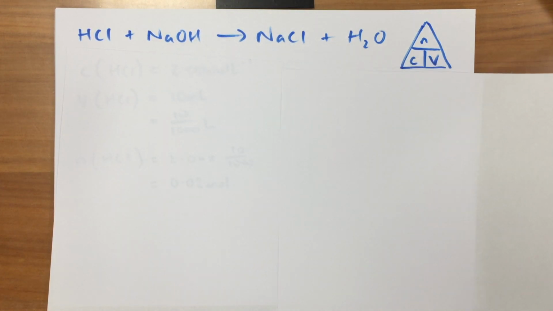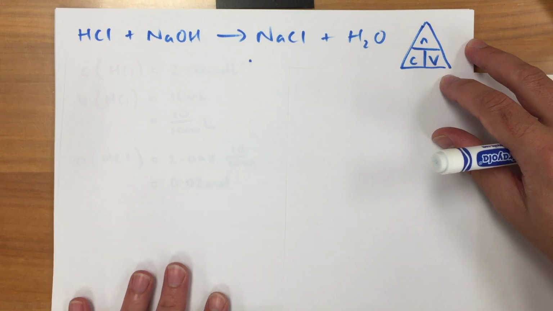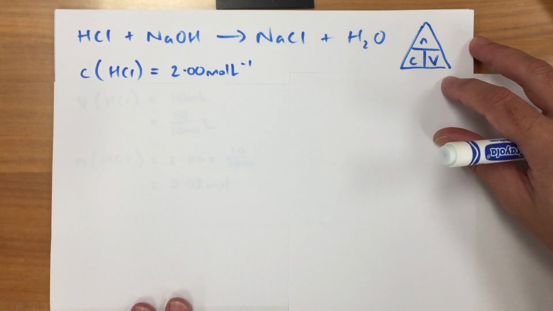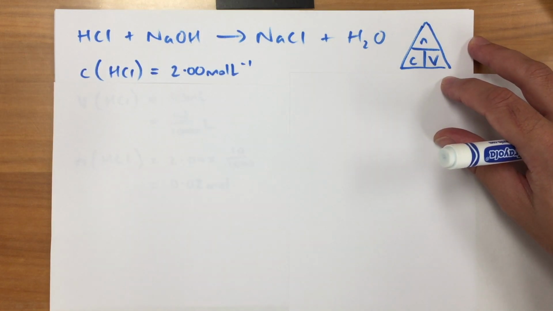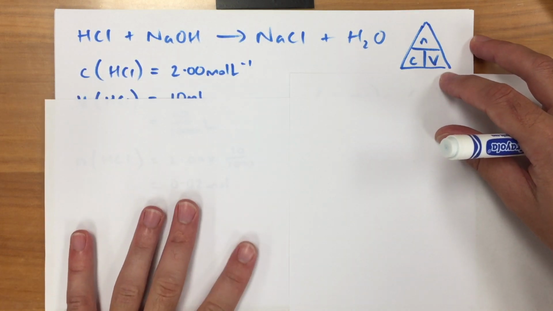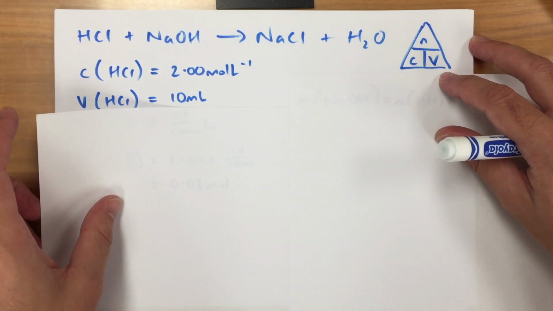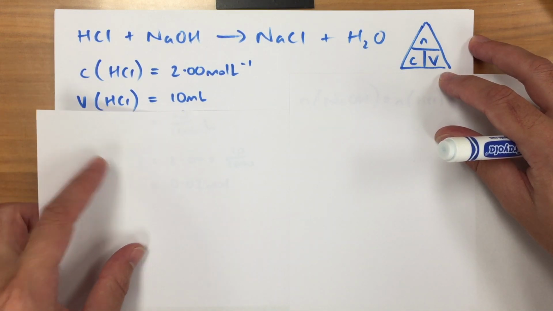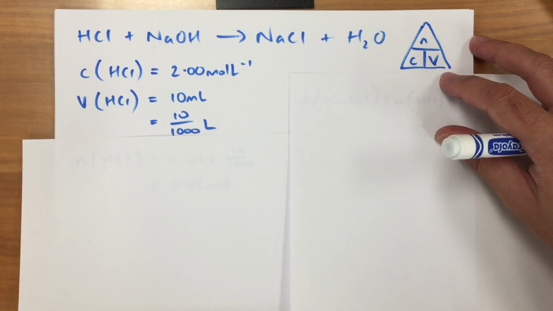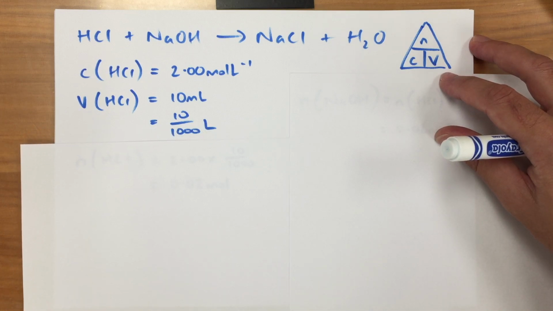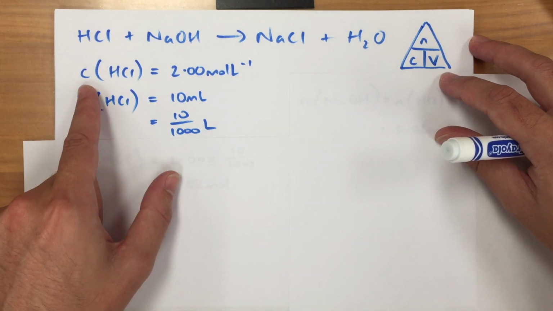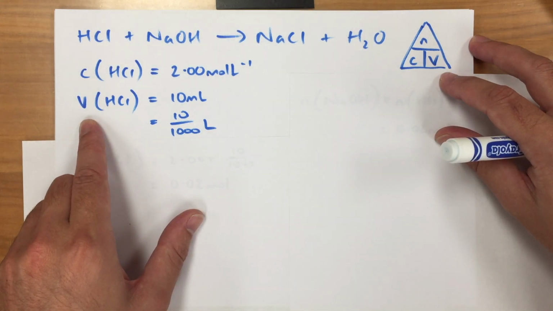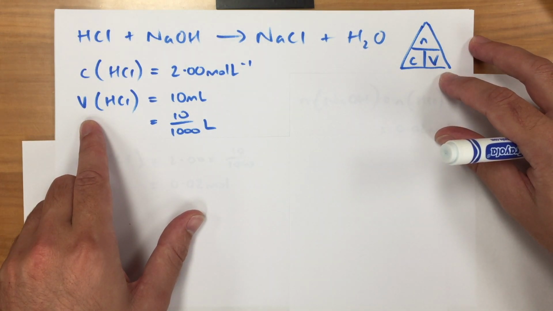So what was the information we were given at the start of our practical? We were told the concentration of our hydrochloric acid was 2.00 mole per litre. We were told the volume we were to use in our reaction was 10 mils. And you should remember that volume is always recorded in litres. So I've converted that into litres, 10 over 1,000 litres. The conversion from mils to litres again is dividing by 1,000. If I have a concentration and a volume of the same solution, I can work out the number of moles of hydrochloric acid in that solution.